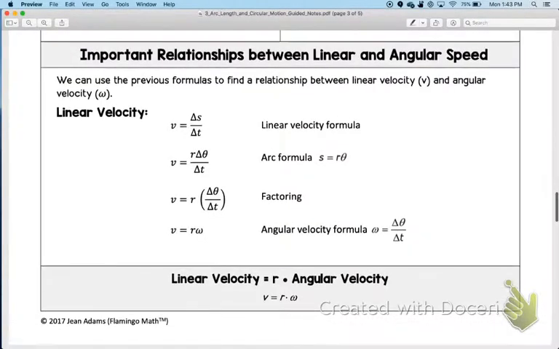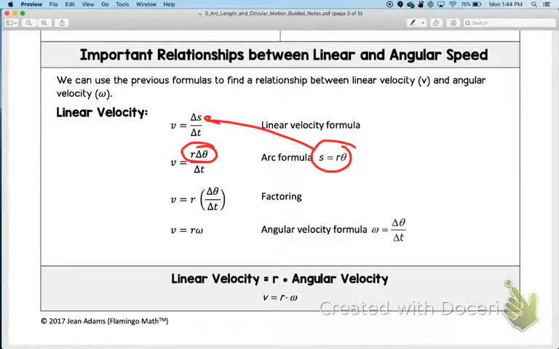Okay, so important relationships between linear and angular speed. We can use the previous formulas to find a relationship between linear velocity and angular velocity. So we have our linear velocity formula. Now remember that your arc formula is S equals radius times your central angle, which is in radians. Okay, so if I substitute that in place of S, r theta, do you see where that came from? So if S is equal to r theta, then that becomes r theta over t.